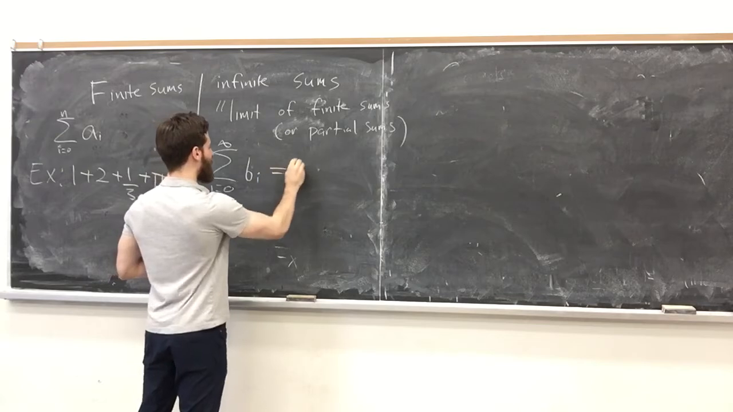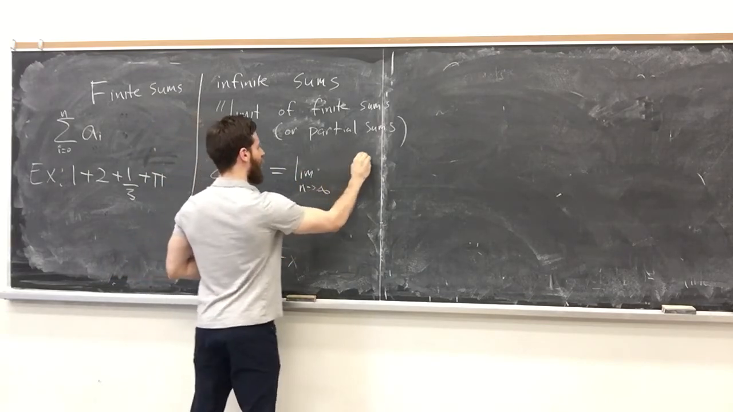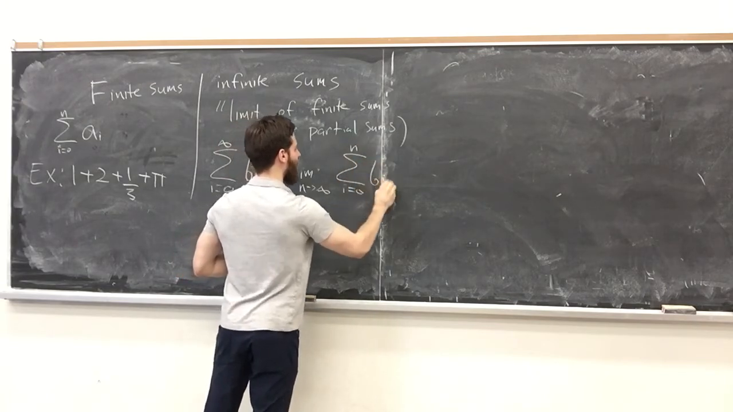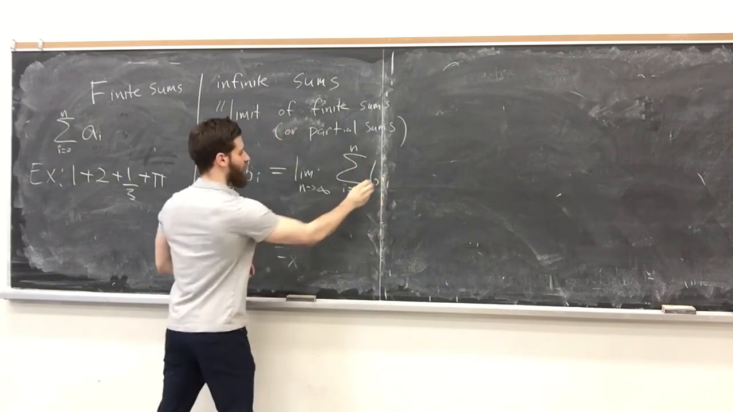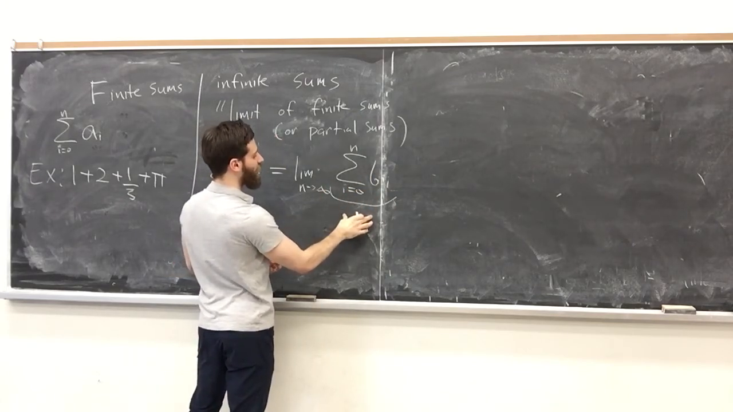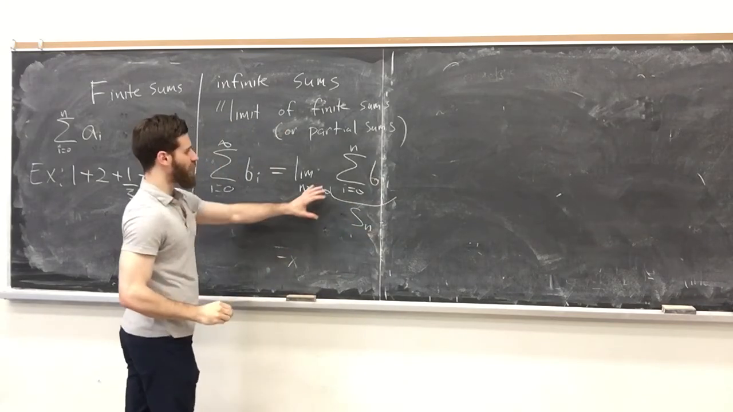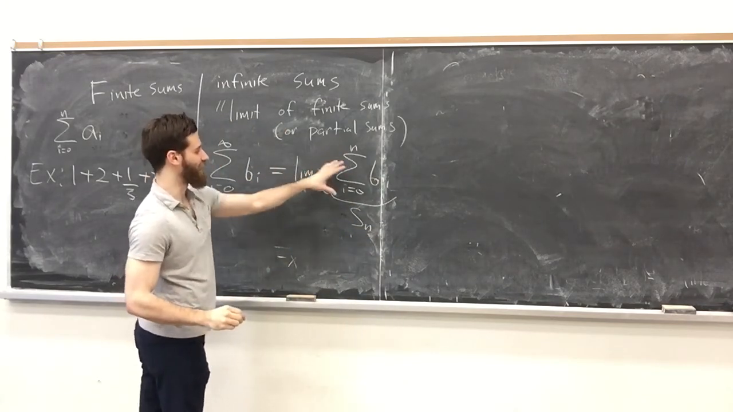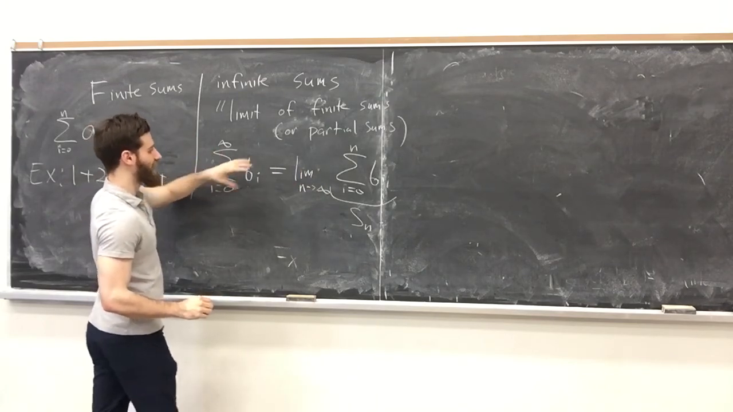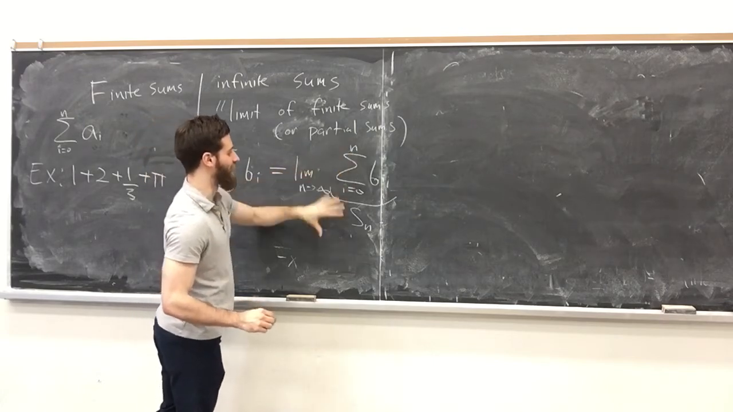The meaning of this is the limit as n goes to infinity of the sum from i equals 0 to n of b_i. This right here is what we call the partial sum. I think in the textbook they denote it by S_n. If this limit converges, then we say this series converges and it's equal to whatever this limit is.